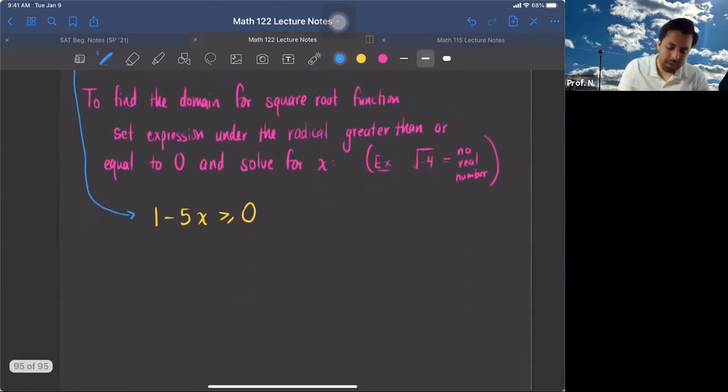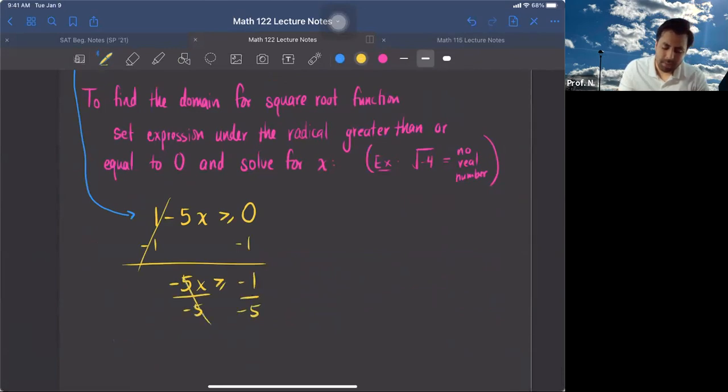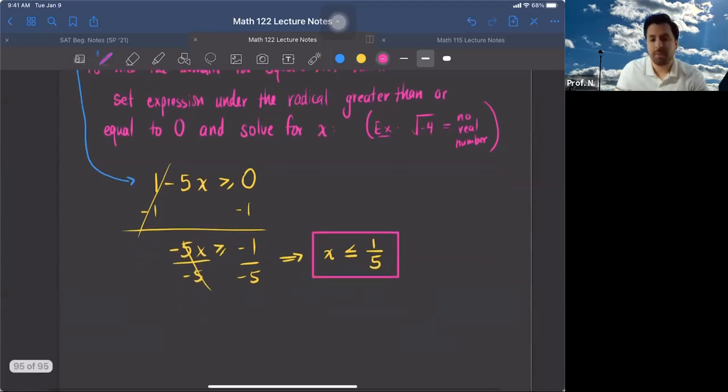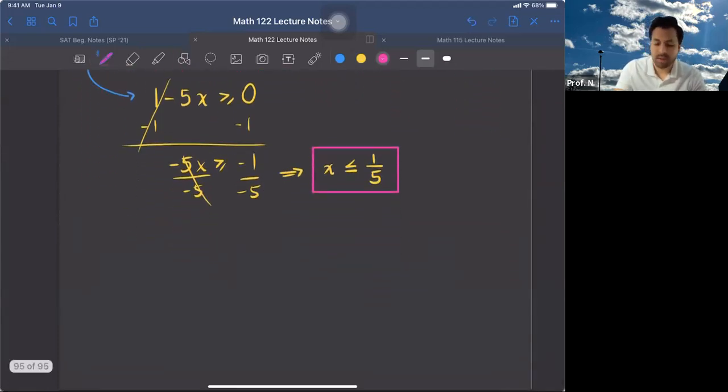And then solving this should not be too hard, right? You should subtract 1 from both sides. Negative 5x is greater than or equal to -1. We divide by -5. And then what happens? We get x is less than or equal to 1/5. So what did we just figure out? We figured out that all the x values must be less than or equal to 1/5.